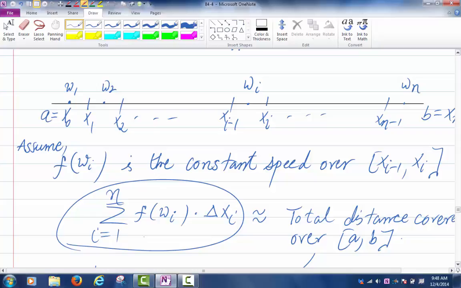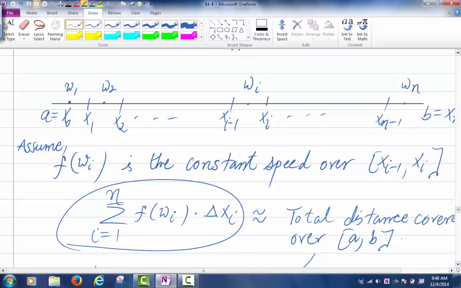And then if I sum over all these intervals, the summation i going from 1 up to n of f of wi delta xi, that would be an estimate for the total distance covered over the interval from A to B. This type of thing is done again and again in physics, for example. When you try to define work and many other quantities, you use Riemann sums, and then you take the limit of that Riemann sum. What do I get? Well, I get the integral of what?